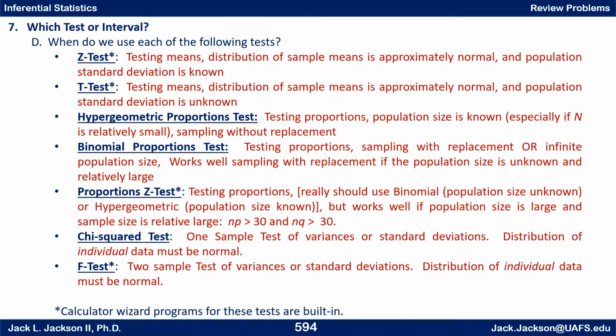The one proportion Z-test, actually all these have 1 and 2 proportion versions, or 1 or 2 sample versions. But the 1 proportion or 2 proportion Z-test, we're testing proportions. Now really we should use a binomial if the population size is unknown, or hypergeometric if the population size is known. But it works well as an approximation if the population size is large and the sample size is also relatively large, if both np and nq are greater than 30.